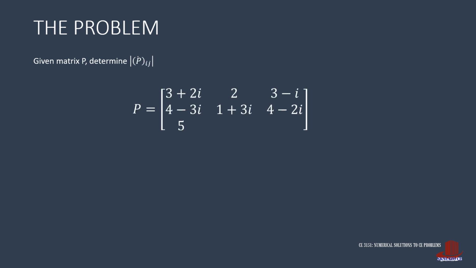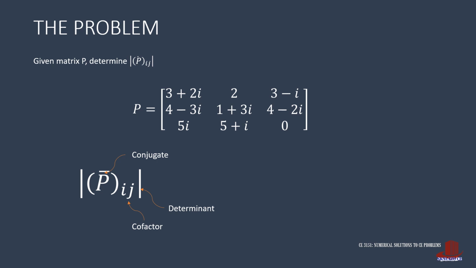The problem in this example involves a 3 by 3 matrix containing complex numbers. Before starting the solution, interpret the requirement first. There are 3 operations involved in the notation. The matrix has a bar on top, which means conjugate. There are the subscript i and j with the P bar, and ij means cofactor. After which, there are the moduli, which means determinant.